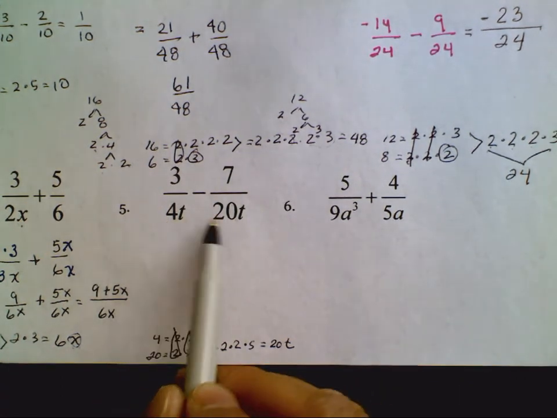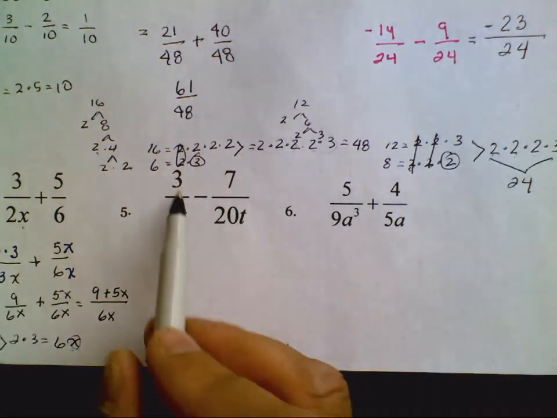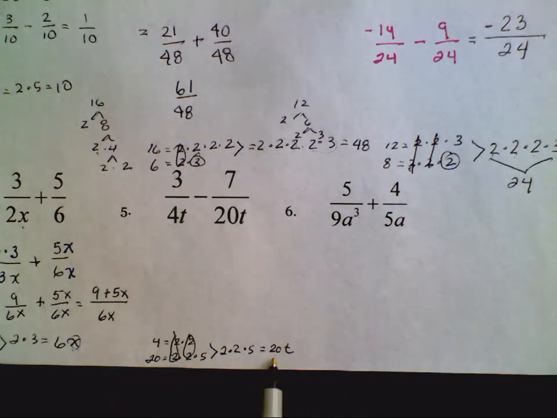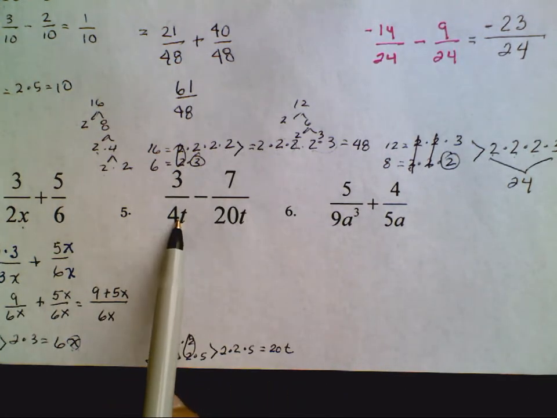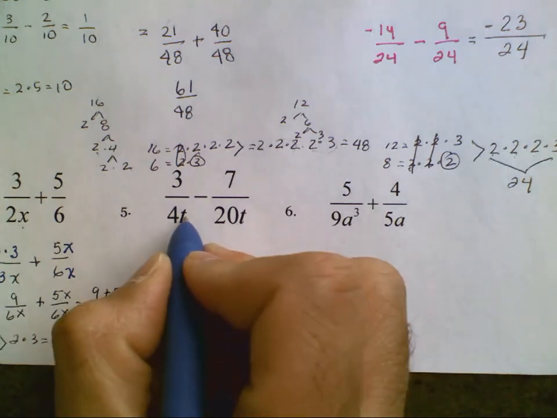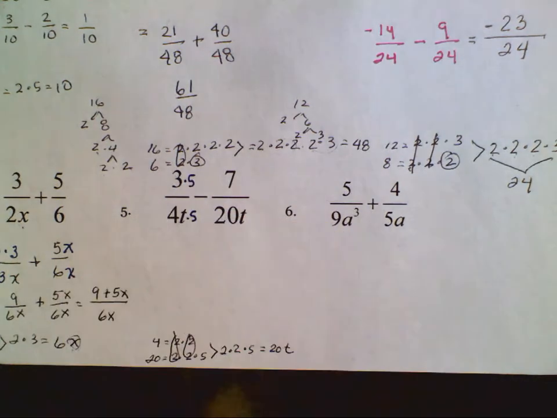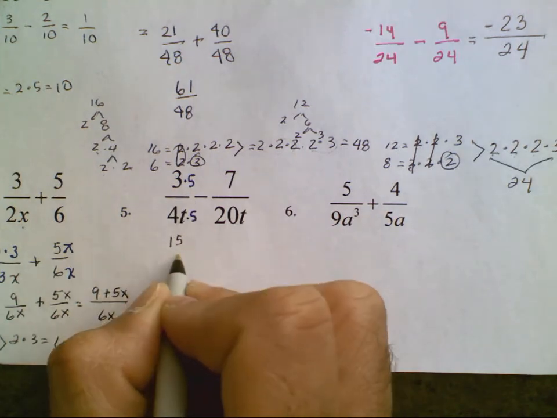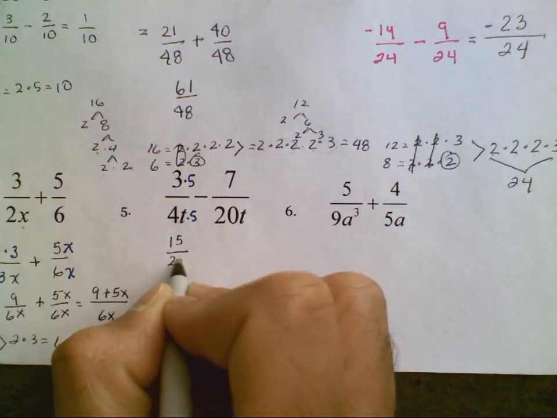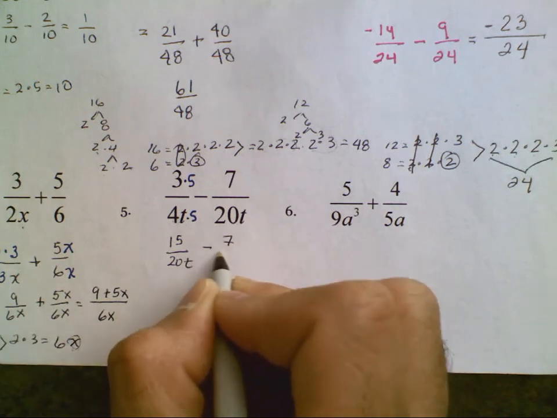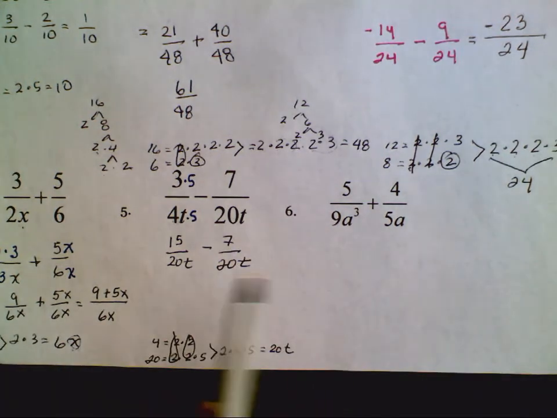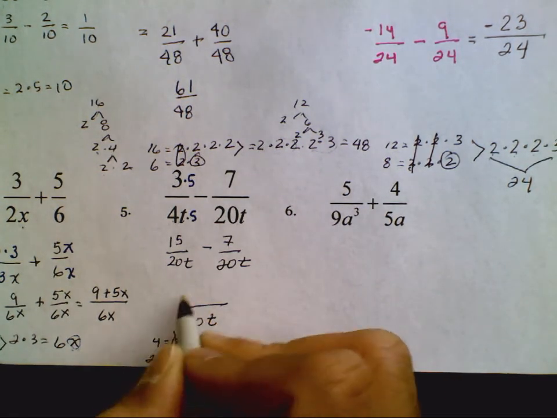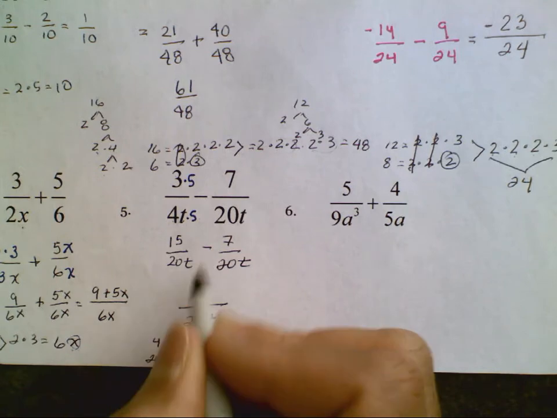Then I have 4 and 20. So the question is, which number would you multiply this fraction by to make this denominator equal to 20t? So I'm going to times 5 over 5. Then I'm going to have 3 times 5 is 15 over 4 times 5 is 20t, minus 7 over 20t. The denominators are the same, so we're going to put 20t, and then 15 minus 7 is 8.